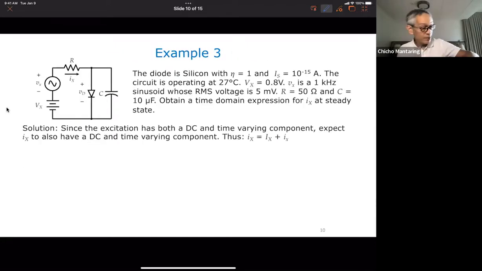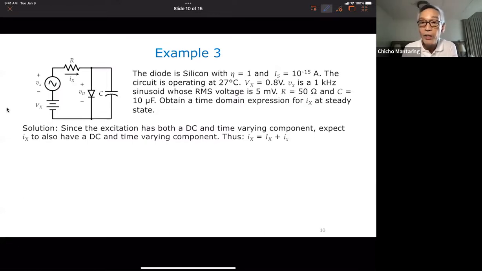Okay, so here's another example. The diode is silicon with eta equal to 1, I sub s equal to 10 to the minus 15. The circuit is operating at 27 degrees centigrade. My excitation is a DC source in series with an AC source. The DC source is 0.8 volts. My AC source is a 1 kilohertz sinusoid whose RMS voltage is 5 millivolts.